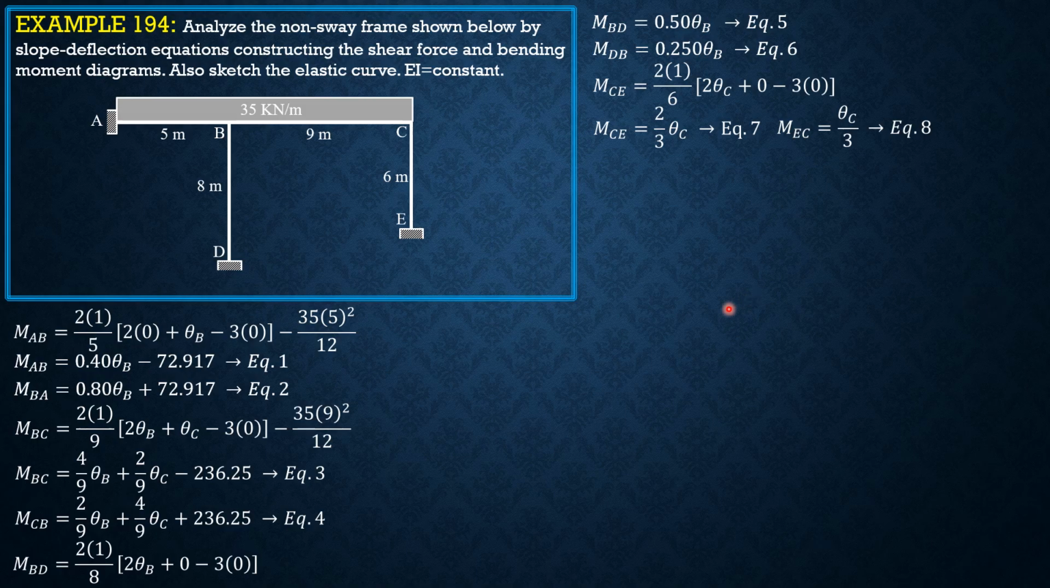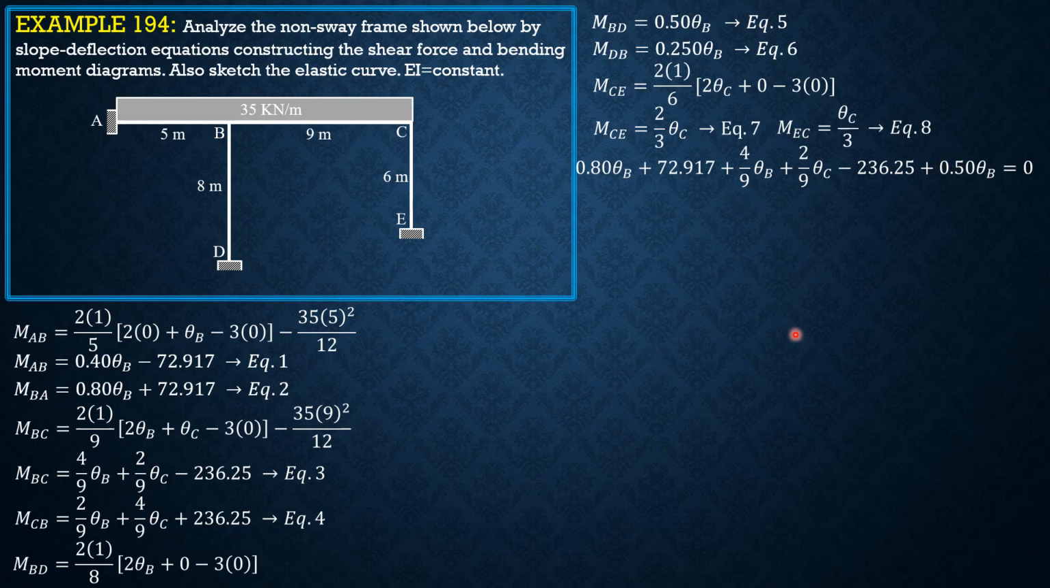Then we now have to set up the equilibrium equation at B. MBA plus MBC plus MBD equals 0. So MBA is 0.8 theta B plus 72.917. MBC is 4/9 theta B plus 2/9 theta C minus 236.25, and MBD is 0.5 of theta B. So that's the reason why the result is this.